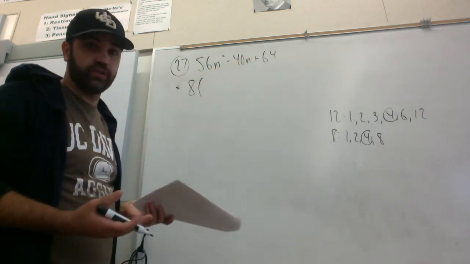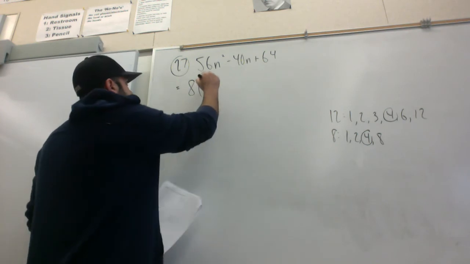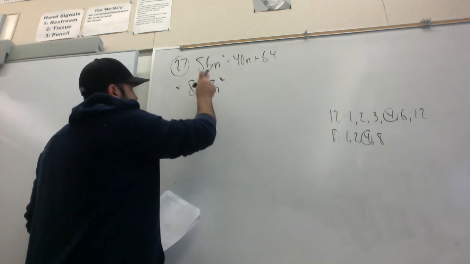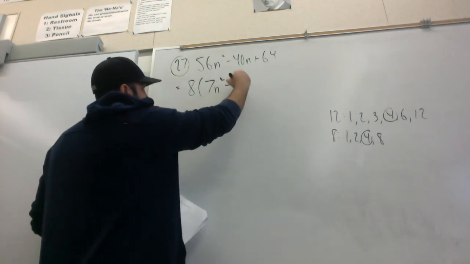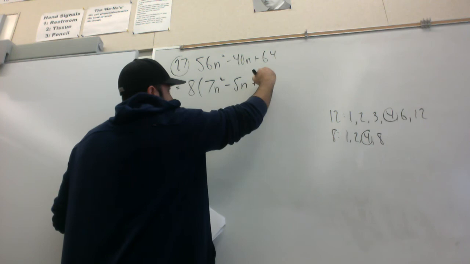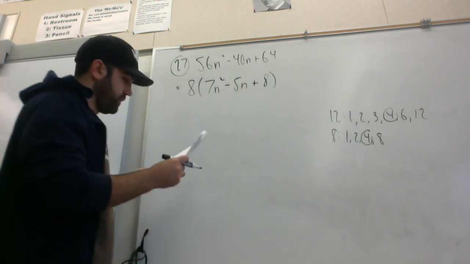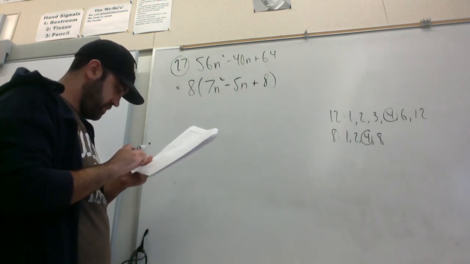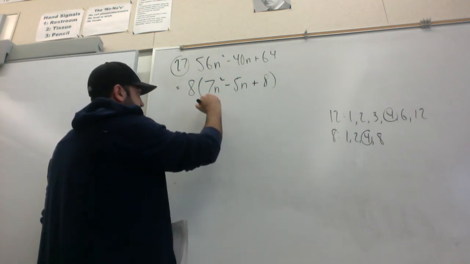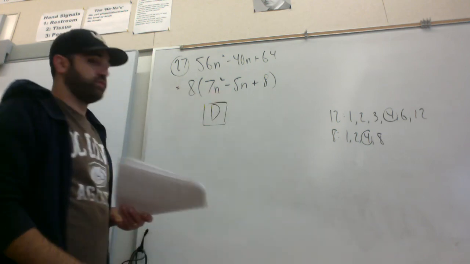It's kind of like the reverse of the distributive property, which I've said a lot. 8 times 7n squared makes 56n squared. 8 times negative 5n makes negative 40n. And 8 times 8 makes 64. So let's see. That matches D. So D is our answer for number 27.